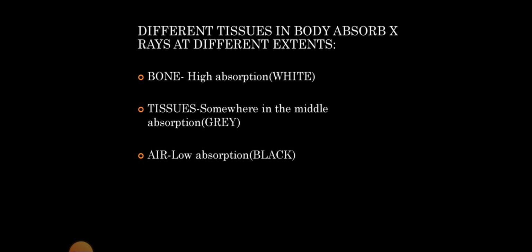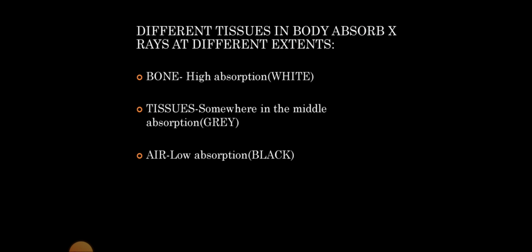That is the extent of how different tissues absorb the x-rays. Bone will be white because of its high absorption. Tissues will be gray because of their intermediate absorption. Air will be black because of the low absorption.